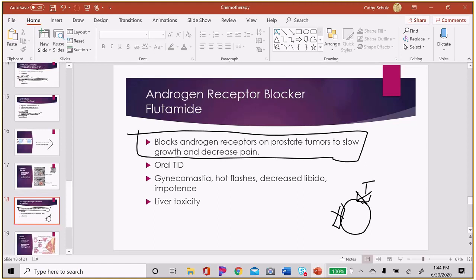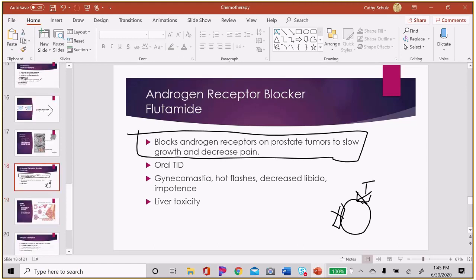This is a pill that's taken 3 times a day. It is blocking testosterone in other places because it's not selective to just prostate cancer cells. It's blocking androgen receptors in the body. So the man will experience female secondary sex characteristics like gynecomastia, which is breast growth, and hot flashes, which occur in menopausal women. They might have trouble with erection and decreased libido because the testosterone is blocked throughout the body.